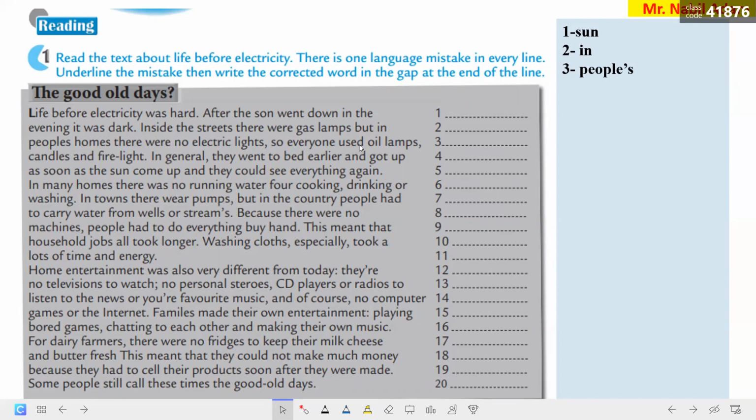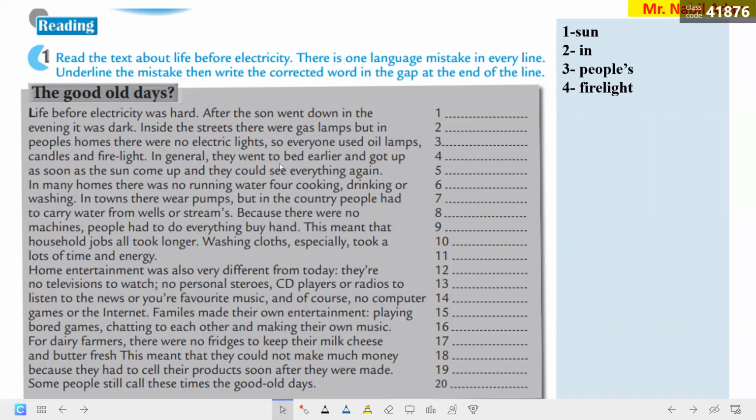So everyone used oil lamps, candles, and firelight. In general, they went to bed earlier and got up earlier. What about here, firelight? Firelight, it's a compound noun, but there is no dash. So you delete the dash.